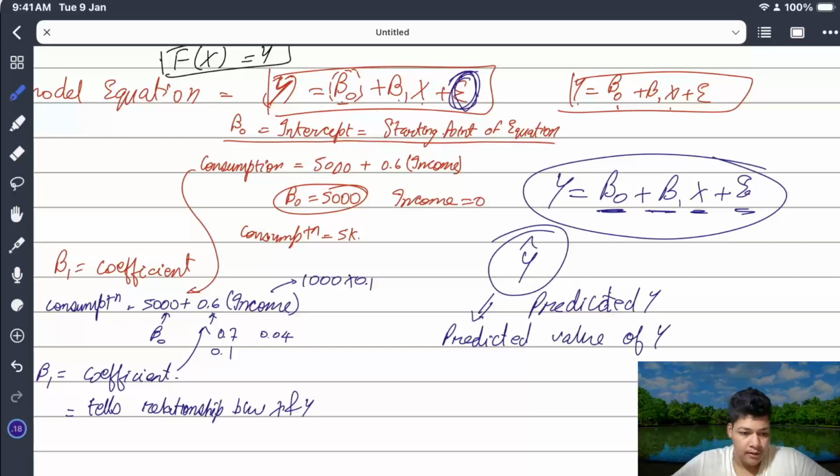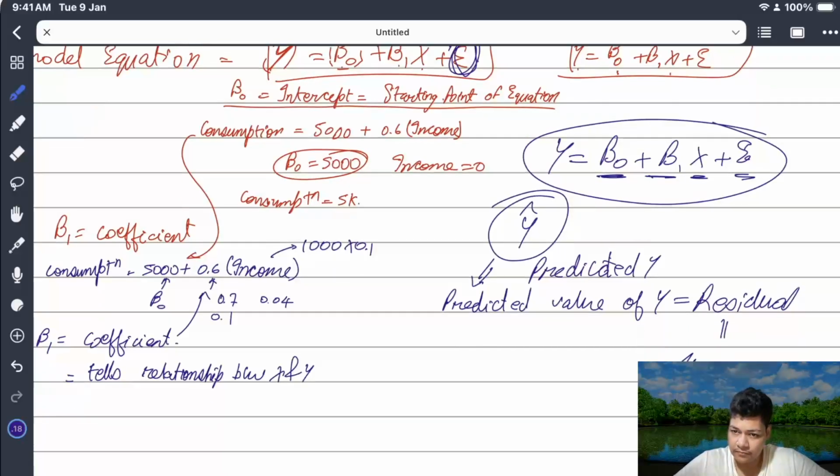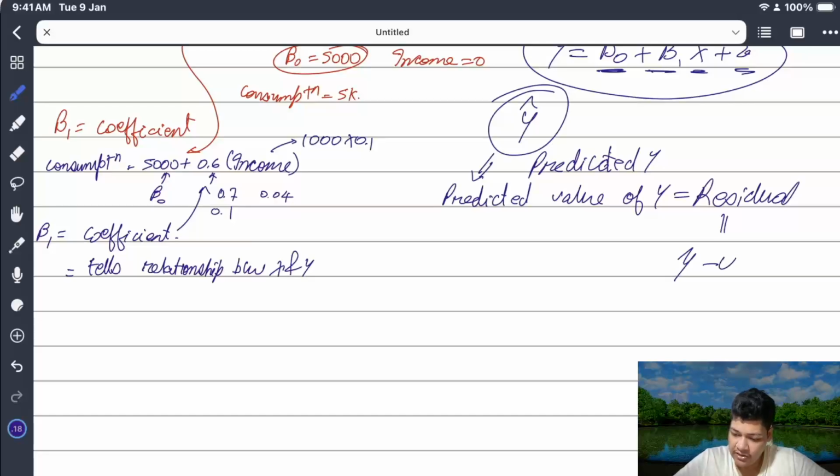Okay. This is known as the residual. How to calculate the residual: y, that is consumption, minus y hat. This is the residual. So basically e is equal to y minus y hat. This is the residual value.